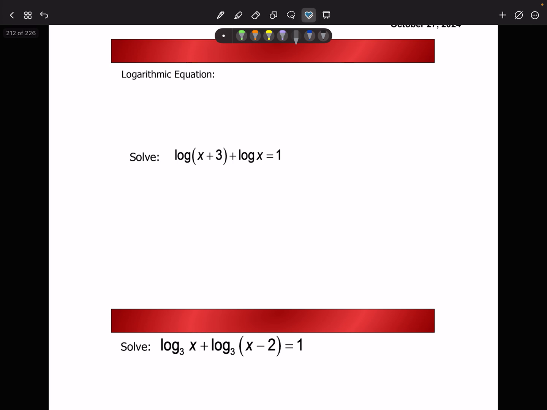Okay, in the next video, we will be solving logarithmic equations. So we just solved exponential equations, and in the next video, we'll be solving logarithmic equations.